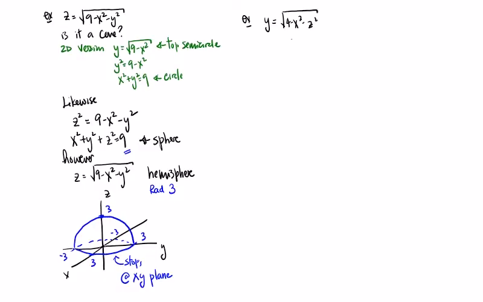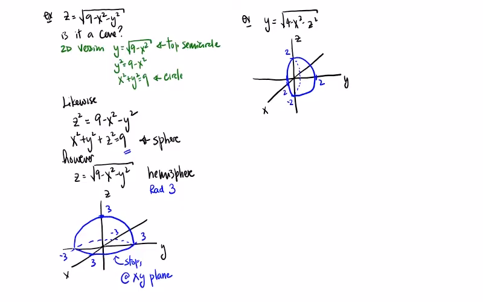So here we've interchanged basically the y and the z. So what we get here is a hemisphere over in the y direction. So like this. Radius 2.